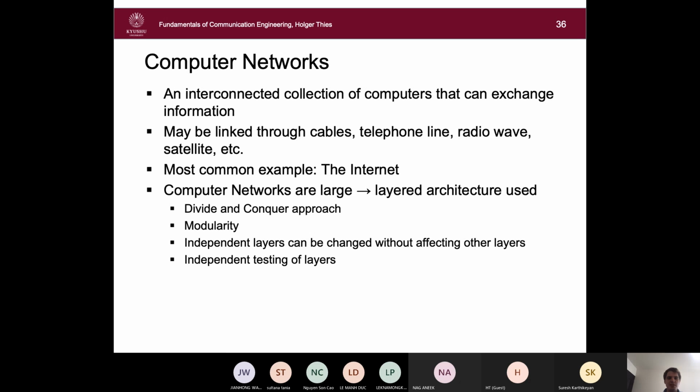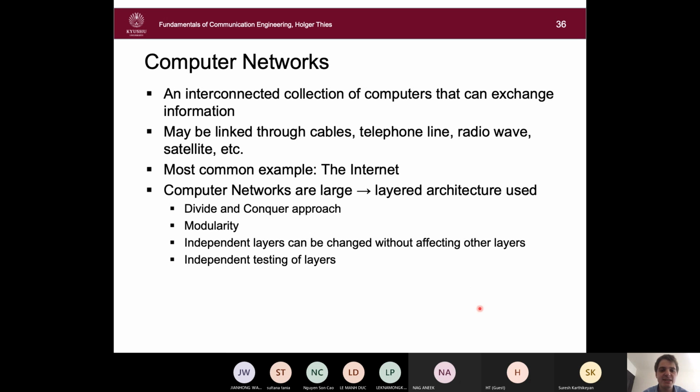One large topic of this lecture will also be computer networks. Computer networks are special kinds of networks. They are an interconnected collection of computers that can exchange information between them. They may be linked through all those physical things we have seen. So it can be cables, telephone lines, radio waves, satellites, and so on. The most common example of a computer network is, of course, the internet. And computer networks are special because they are usually very large communication systems.